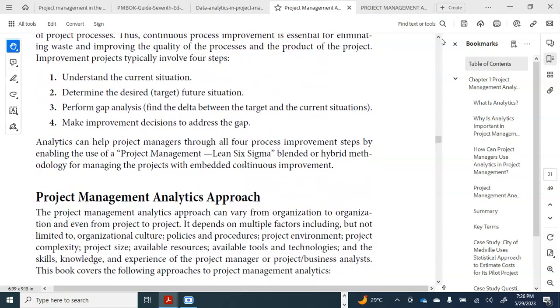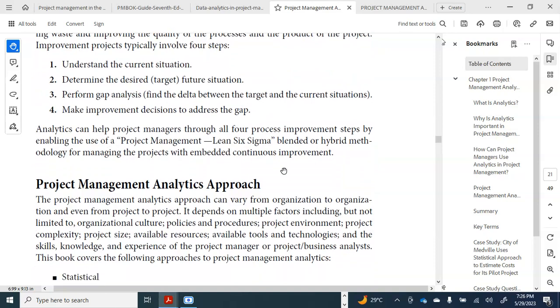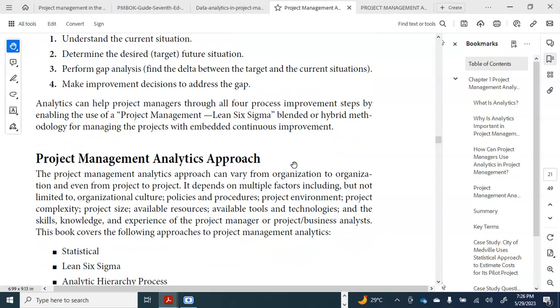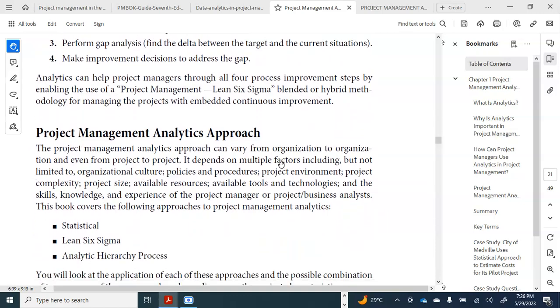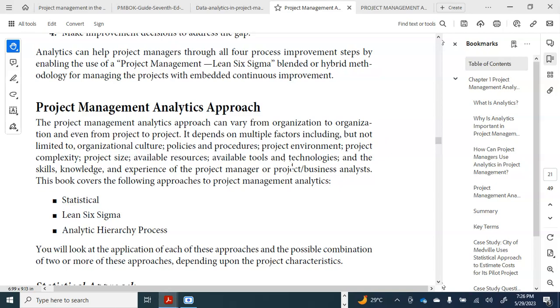So analytics can help project managers through all four process improvement steps by enabling the use of project management, Lean Six Sigma blended or hybrid methodology for managing the project with embedded continuous improvement. These are tools, right? Used to do your analytics. So, the project management analytics approach.